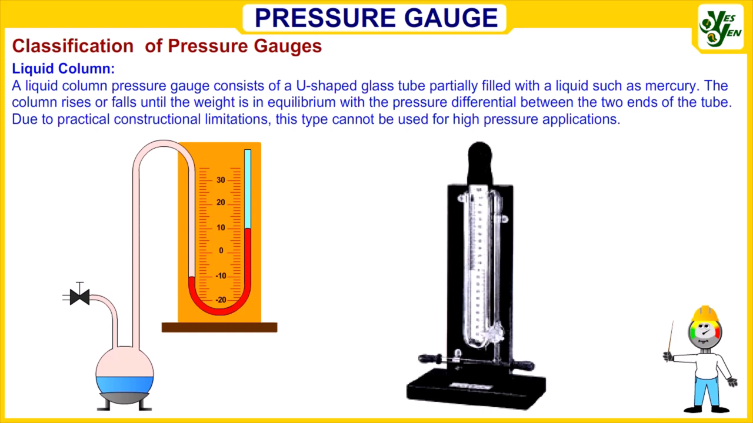Classification of pressure gauges. Liquid column. A liquid column pressure gauge consists of a U-shaped glass tube, partially filled with a liquid such as mercury. The column rises or falls until the weight is in equilibrium with the pressure differential between the two ends of the tube. Due to practical constructional limitations, this type cannot be used for high-pressure applications.